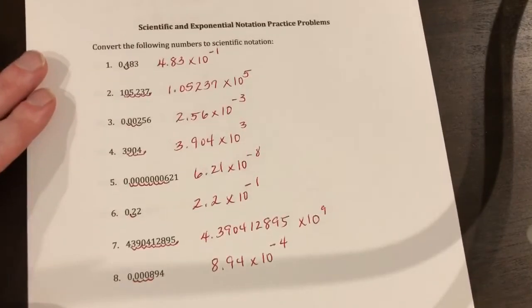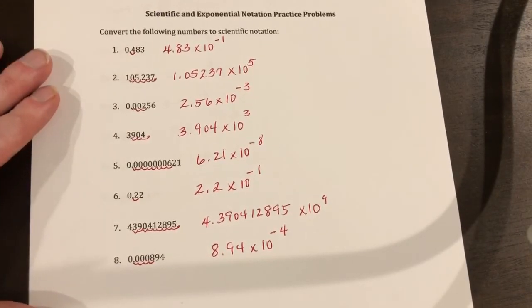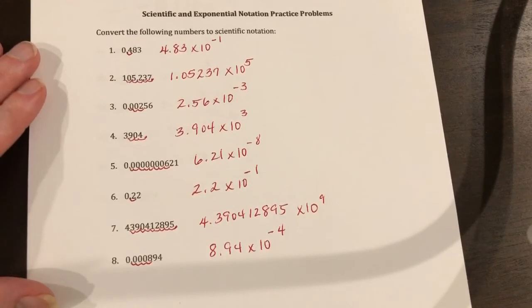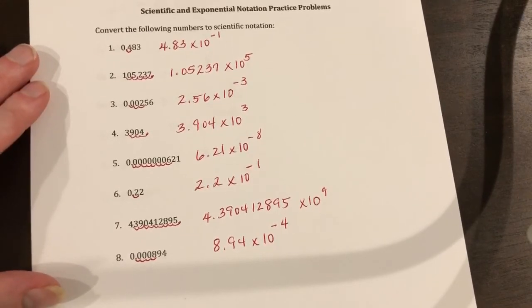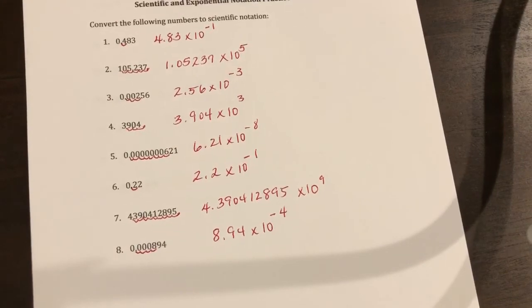So if you haven't noticed from these problems so far, if it's a decimal that's less than 1, like 0.483, it's going to be a negative exponent. If it's a really large number, it's going to be a positive exponent.